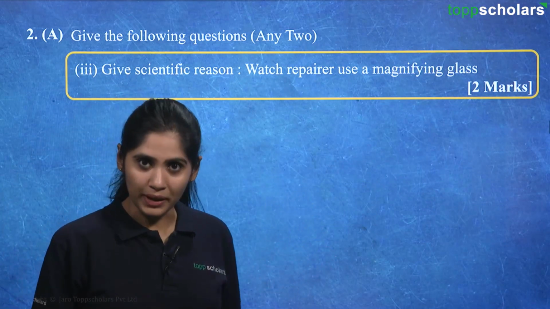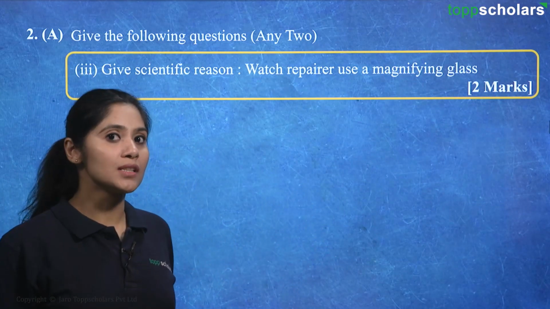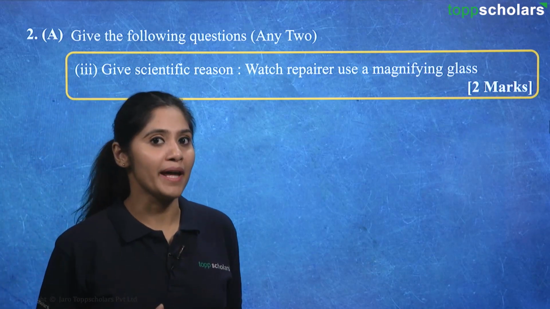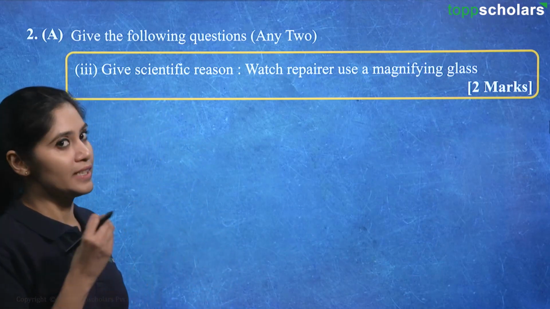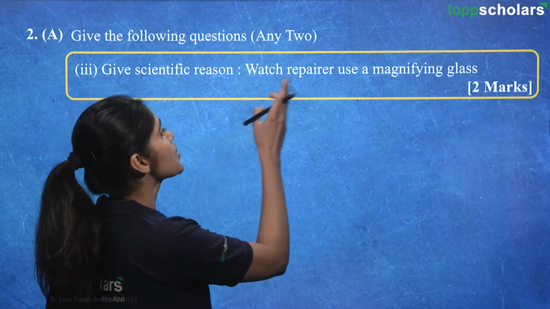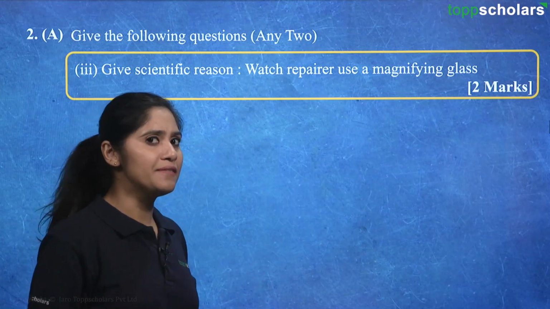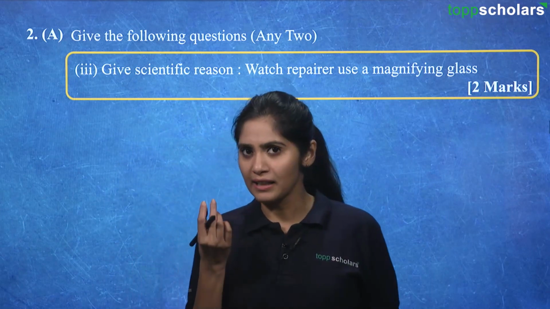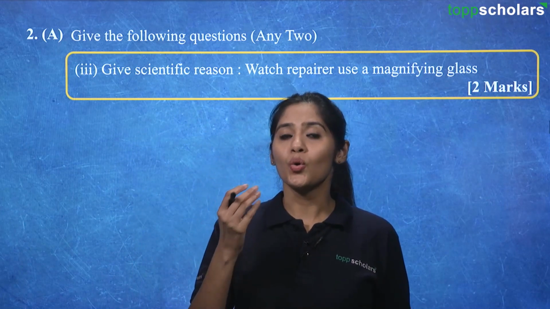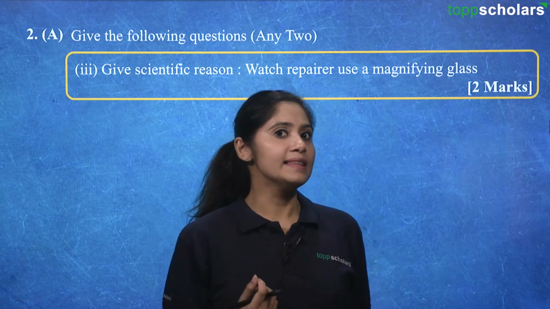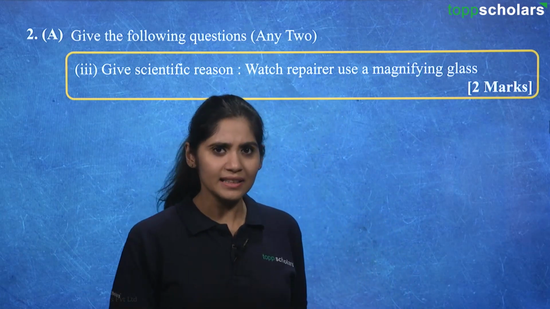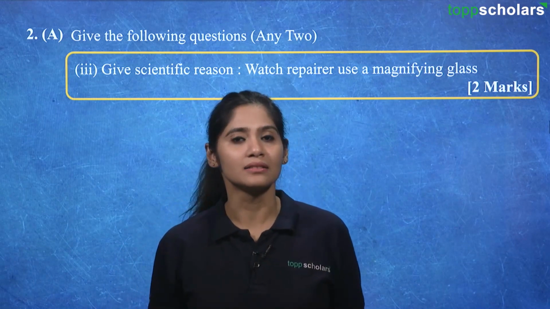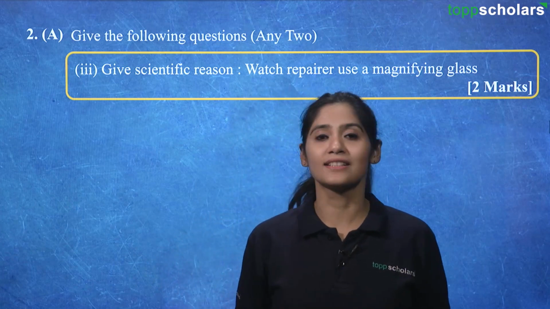Here is a 2-mark question, and you must have observed this practice very often if you take your watch for repair. So, give scientific reason for this practice: a watch repairer uses a magnifying glass. So, you must have seen that the watch repairer uses a magnifying glass. He attaches it to a spectacle on his eye and then repairs the watch. Why does he do that? You might say because the watch has very minute parts. So what? What is the magnifying glass going to do?